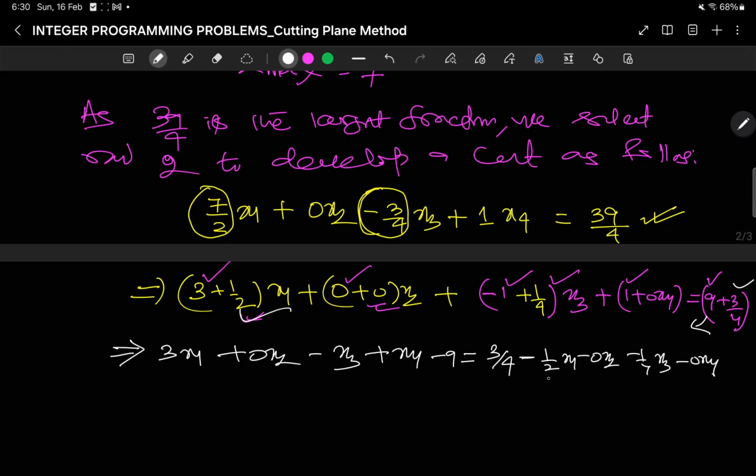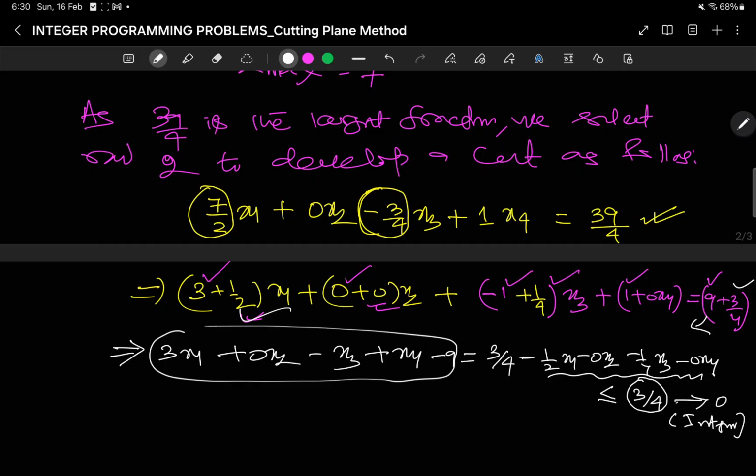Since these are all negative, it must be smaller than or equal to 3/4. What we need is an integer close to 3/4. It is 0 point something, and the greatest integer is 0. So which is close to 0, as we need the integer, because the left hand side is an integer here. So the right hand side must be an integer. So this integer is 0.